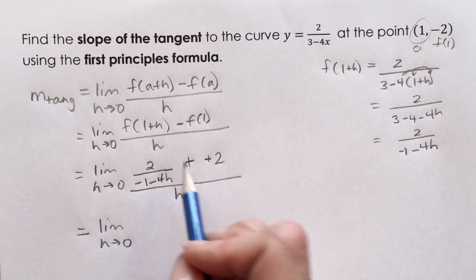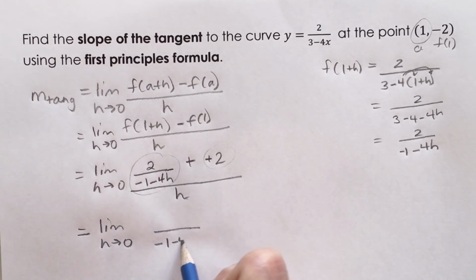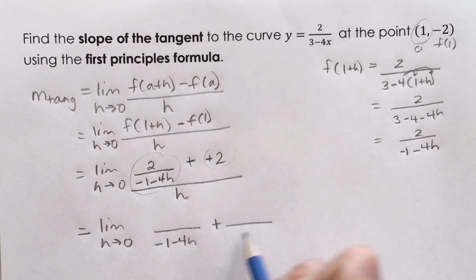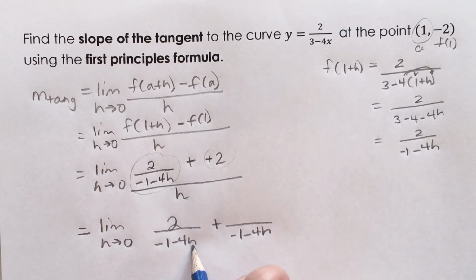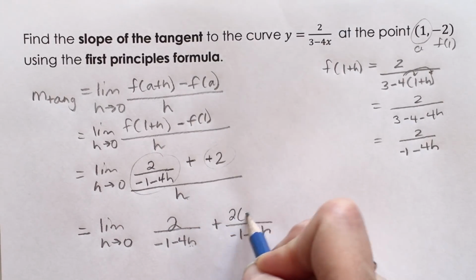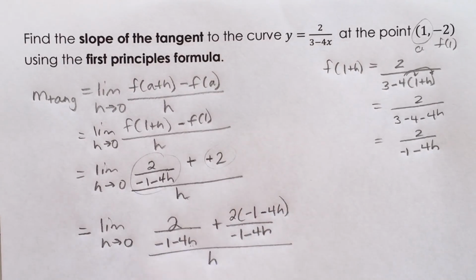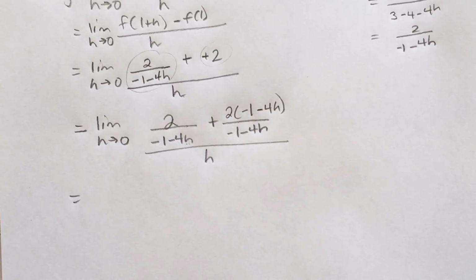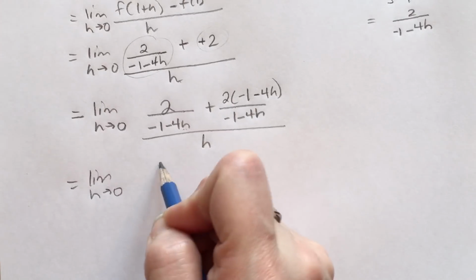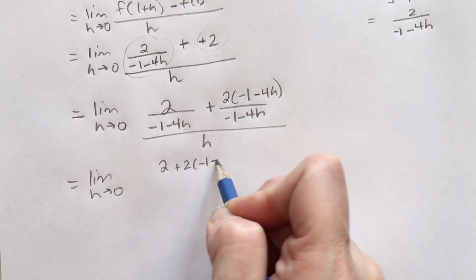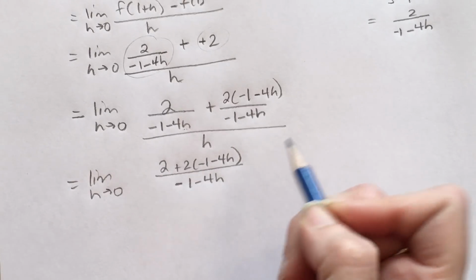So now we have a fraction and a whole number that we're adding, so we're going to get a common denominator within the numerator. This numerator can stay the same because we didn't alter the denominator. Here we have to multiply the numerator by negative 1 minus 4h, still all over h. So next, we're going to add the numerators over the common denominator in the numerator.